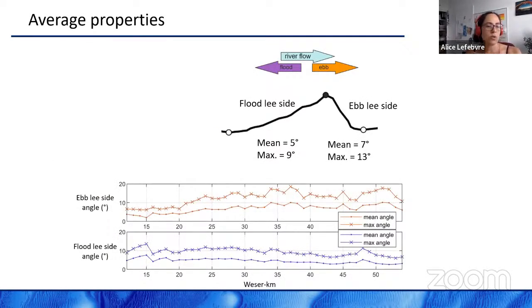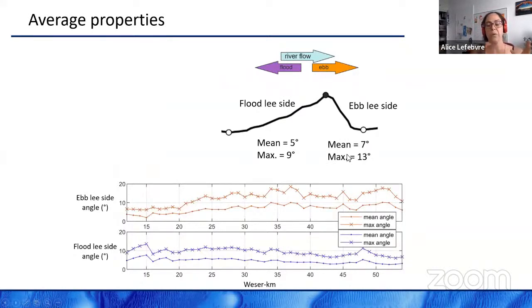And first of all, I would like to look at the angles. So here we see along the Weser kilometers, between Weser kilometer 10 and 55, the ebb lee side angle and the flood lee side angle. And if we look just at the mean angles, the average mean angles are only 5 and 7 degrees.